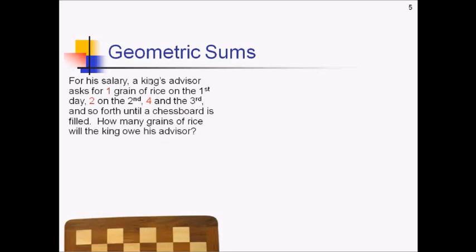For our next example, we're going to do a little real-life problem. So for his salary, a king's advisor wants 1 grain of rice on the first day of employment, 2 on the second, and 4 on the third, so we're doubling each day, until an entire chessboard is filled. We want to know how many grains of rice the king is going to owe his advisor when all is said and done.